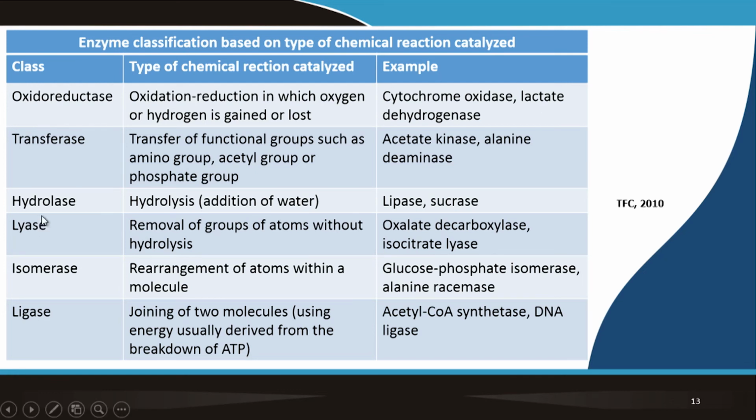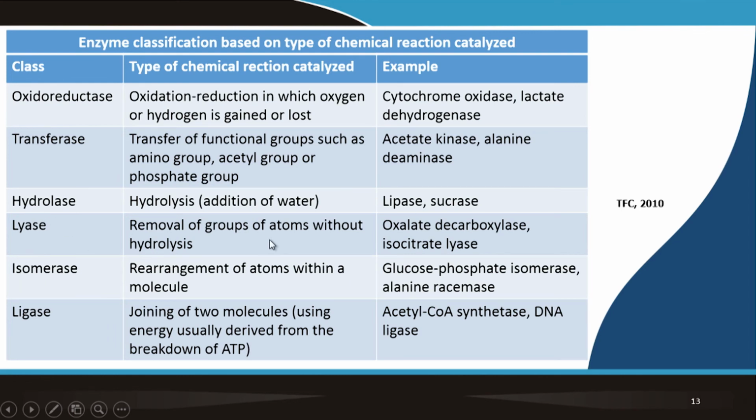Then we come to transferase. Transferase is responsible for transferring functional groups like amino groups, acetyl groups, phosphate groups. These can be transferred using transferase enzymes. So you have examples like acetate kinase, alanine deaminase. The third group is hydrolases, and they are responsible for catalyzing the hydrolysis, which means addition of water. So you have lipase, sucrase, and so on.